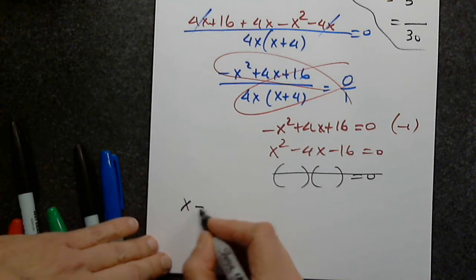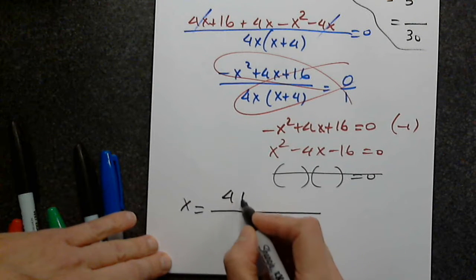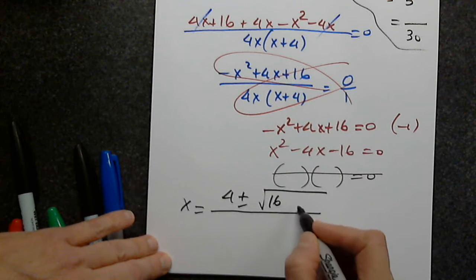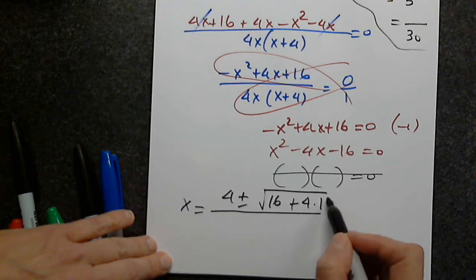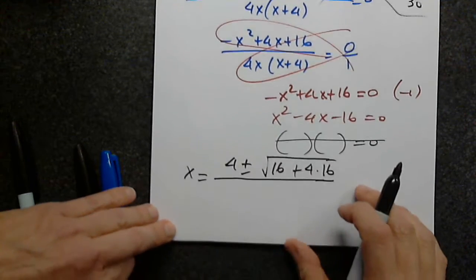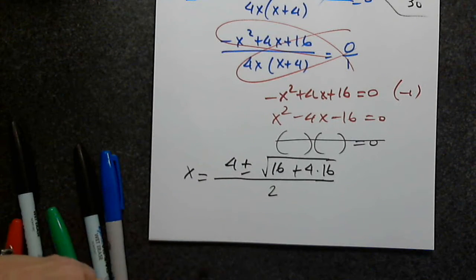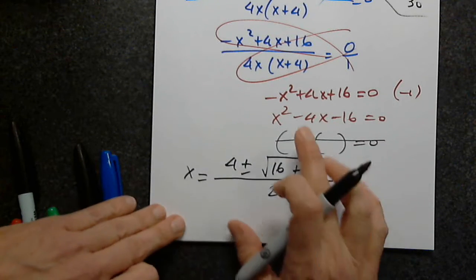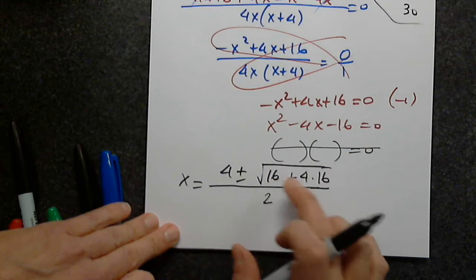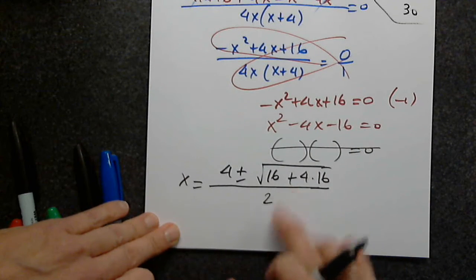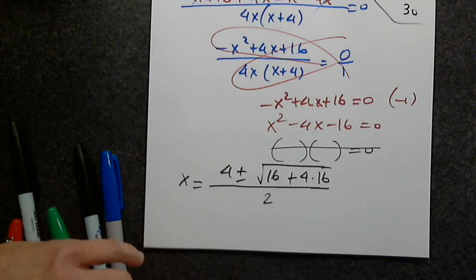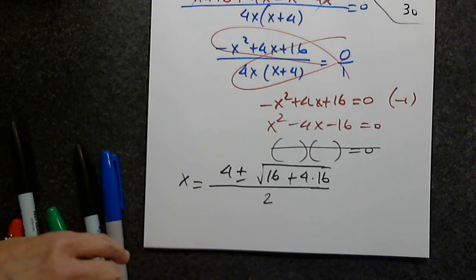So this is x equals negative b plus or minus the square root of b squared minus 4ac, over 2 times a. Here, negative b, plus or minus the square root of b squared, minus 4 times 1 times negative 16. I changed the sign into plus not to have too many parentheses. Is this okay?